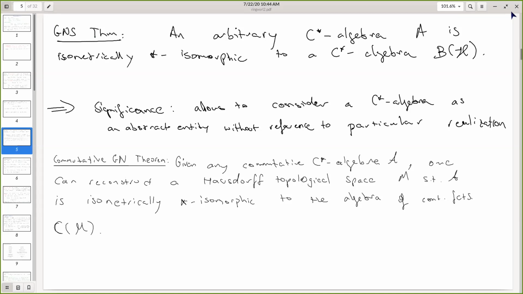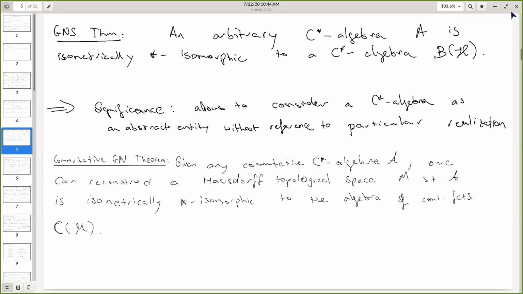There's a commutative version of that, because an arbitrary C-star algebra is not necessarily commutative, right? The elements of this algebra, AB is not necessarily equal to BA. But in the case that you have a commutative C-star algebra, one can reconstruct a Hausdorff topological space M such that A is isometrically star isomorphic to the algebra of continuous functions on that space. This is really mind-blowing, because you have something very abstract, which is a commutative C-star algebra.